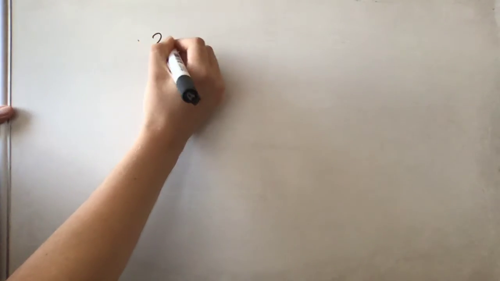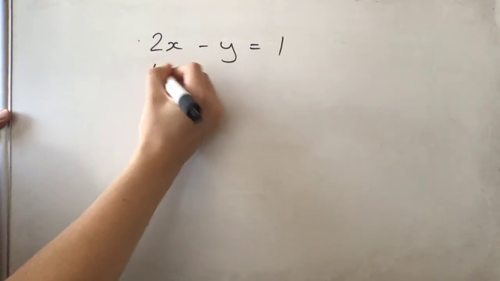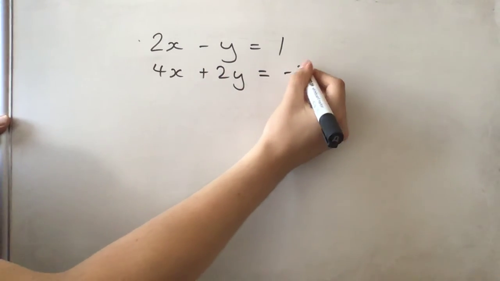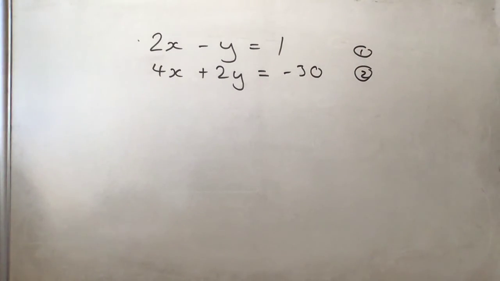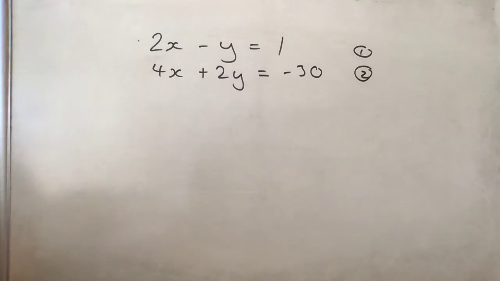So we're going to have 2x minus y equals 1, and we're going to have 4x plus 2y is equal to negative 30. This is equation 1, this is equation 2. Again, we're looking for a way to get rid of x or y, and we do this by rearranging one of our equations to get x equals something or y equals something. And in this example, we're going to rearrange equation 1 because this would probably be the easiest given that we've got y by itself already.